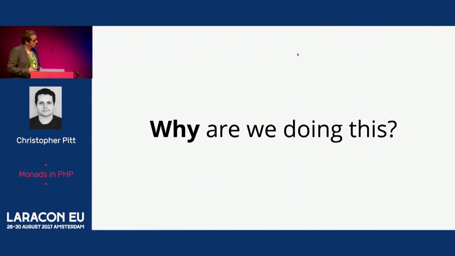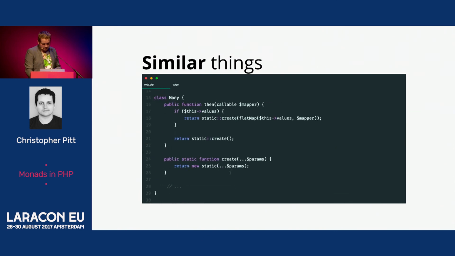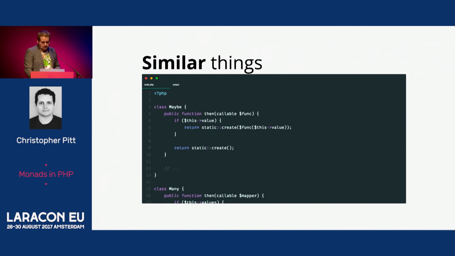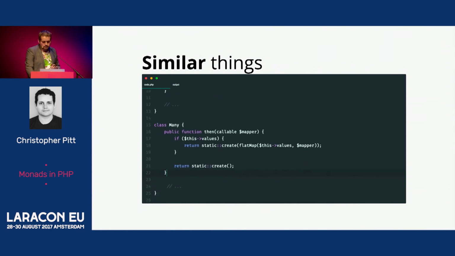But why are we doing this? Why refactor this code at all? We've seen some commonality between maybe and many. And the fact is that maybe and many are actually very similar things. The only difference, in fact, if I delete this create, is in how their then method is implemented. For maybe it's a case of, well, if the value exists, then run it with a function. For many, it's a case of, if the value exists, run each of those values through the function.